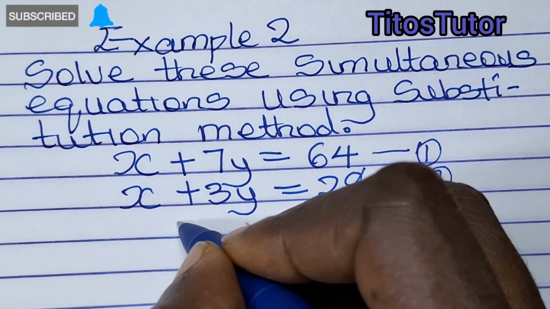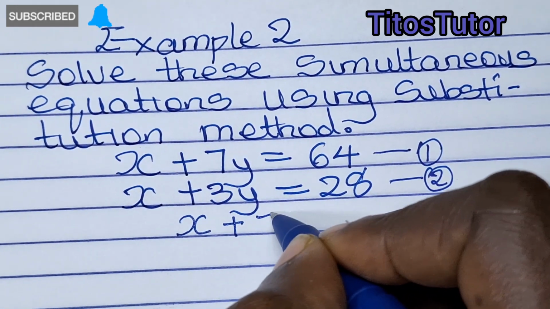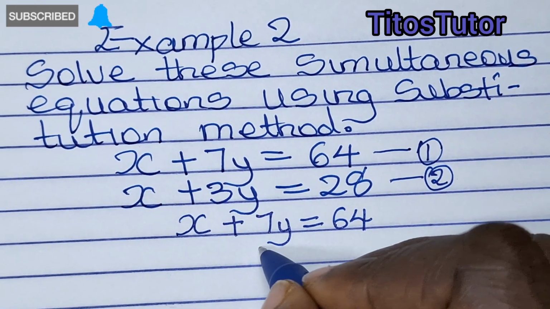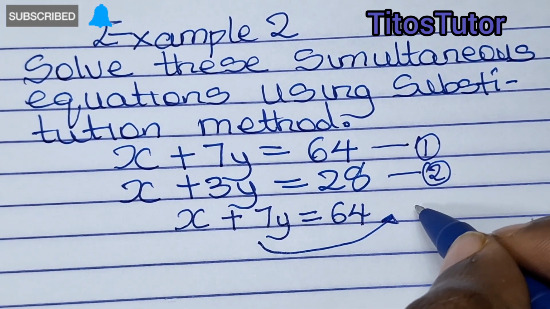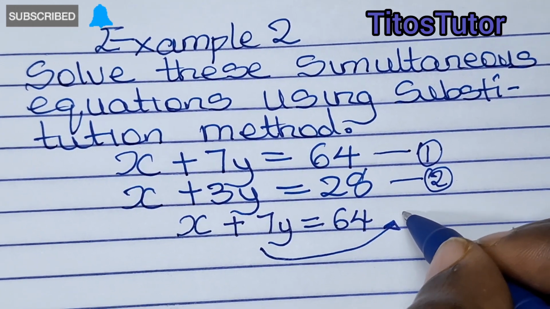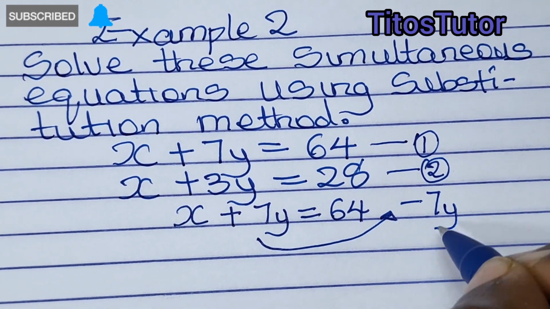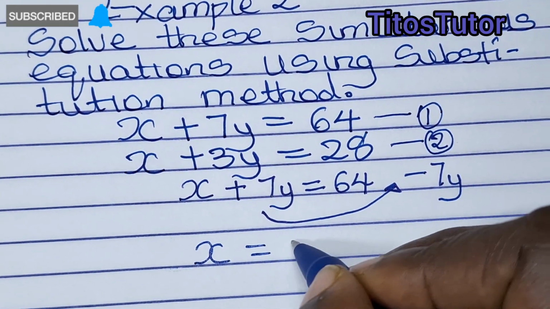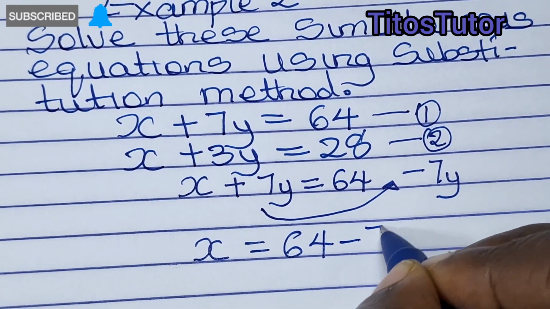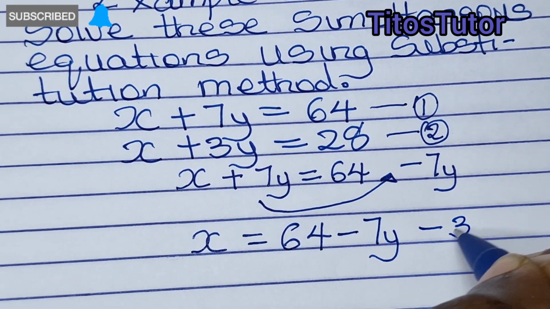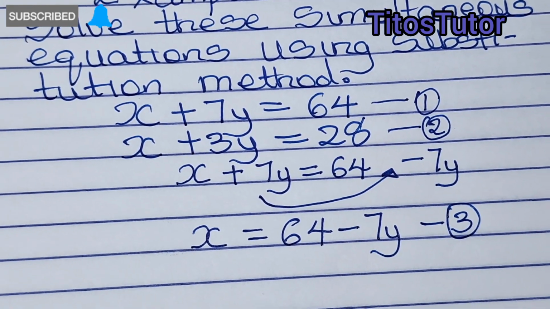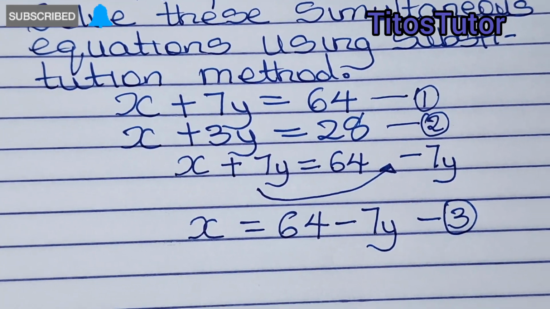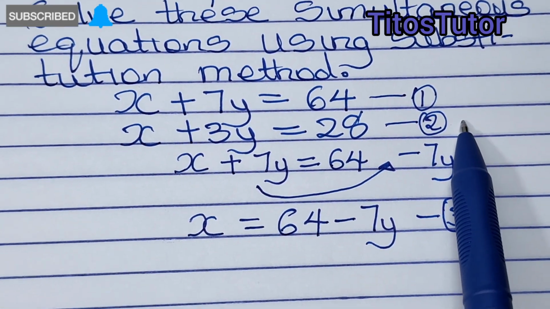So let me write that equation again. x plus 7y is equal to 64. I want x to stand on its own, so 7y goes to the other side. Plus 7y turns into negative 7y because it crosses the equal sign. Okay, so x is on its own and I have 64 minus 7y. I can label this equation 3 if I choose to. So I have an expression for x which I can substitute into equation 2.